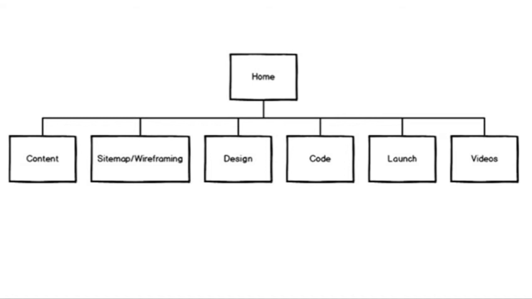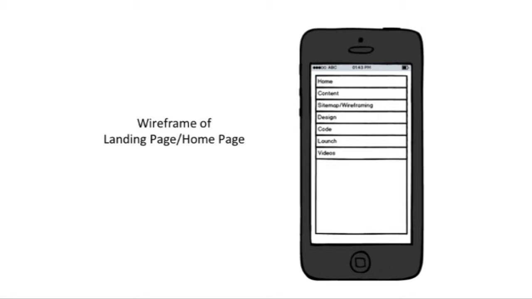This is basically a representation of the navigation. From the sitemap, you can see that we planned on having 6 links on the landing page that will take us to our content. Once we know the hierarchy of our app, the next step is to create wireframes.